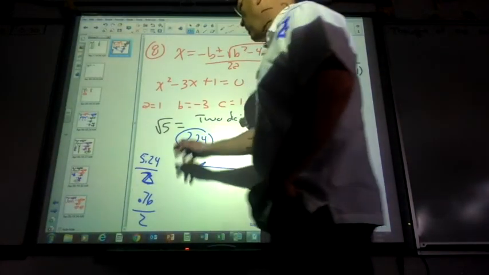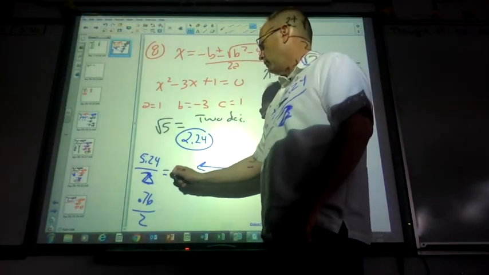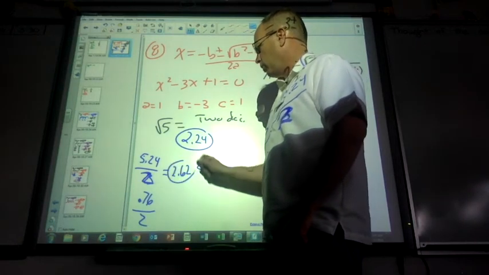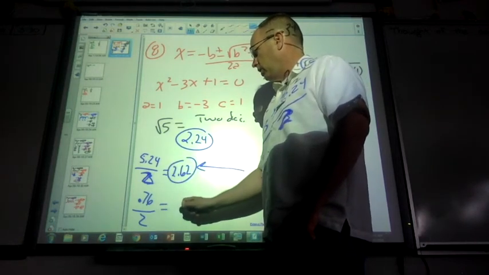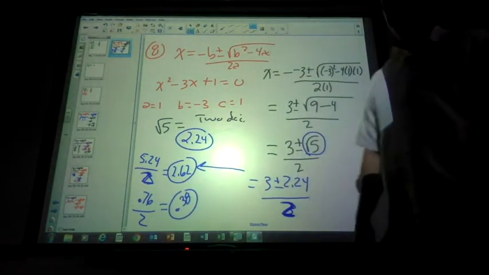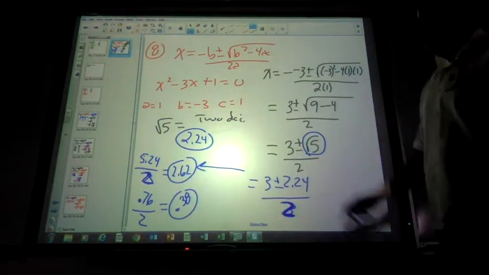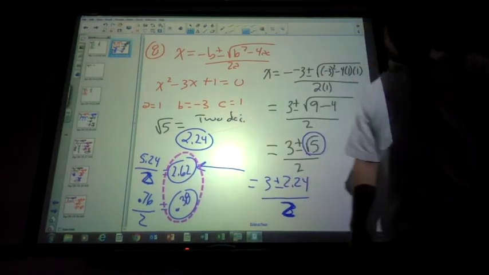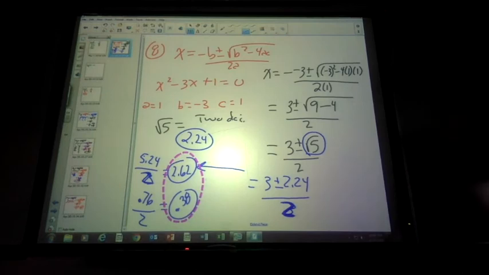On the calculator, 5.24 divided by 2 comes out to 2.62. There's one answer. And then this is going to become 0.38. So these are my decimal approximates. There's two answers there. Those are my two answers. That's approximately where it crosses the x-axis when I graph it.